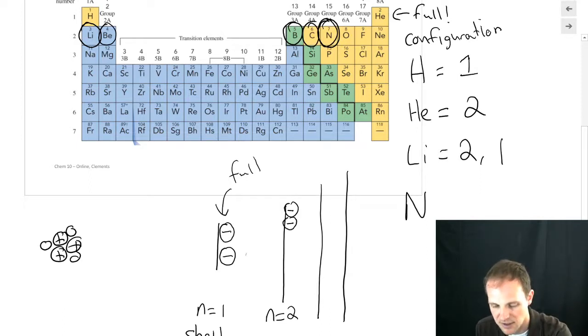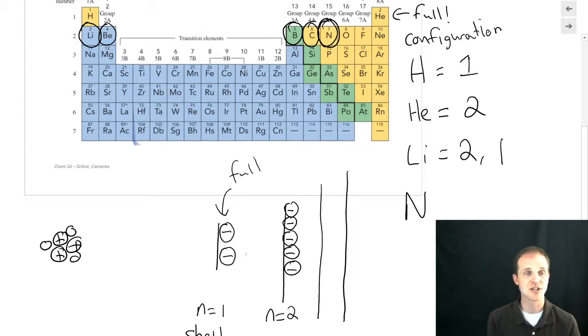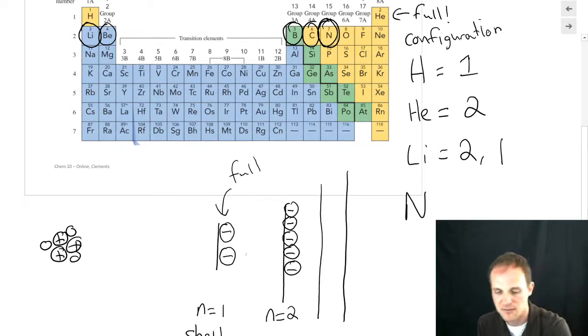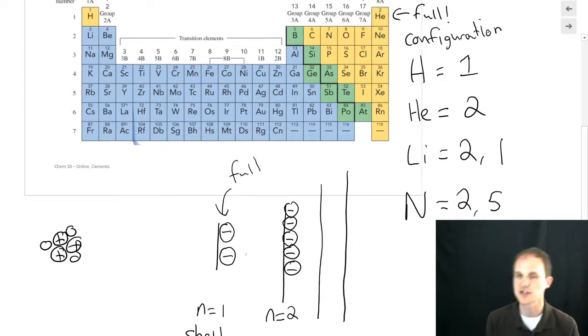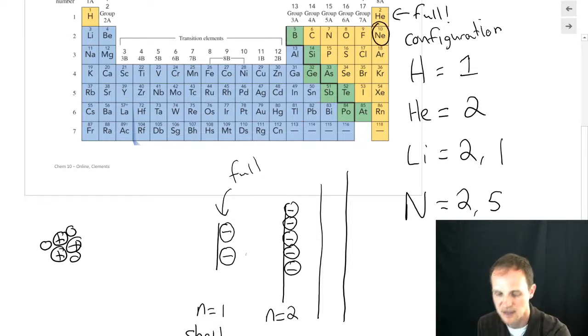So I'm going to put 5 total electrons in my second shell, N equals 2. And now I can see very visually that my configuration of nitrogen is that there's 2 in the first shell, N equals 1, and there's 5 in the second shell, N equals 2. Now what do you think happens when we get to neon?